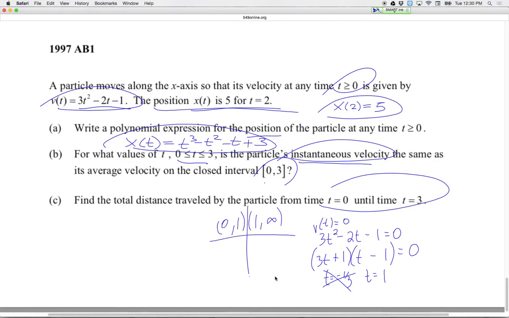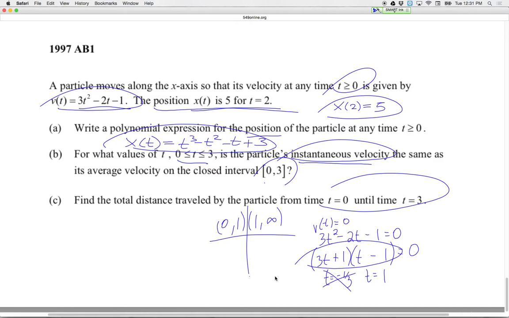Do your sign analysis for velocity. Let me say something before I let you guys go. We've got about a minute. When you do your sign analysis, always test, and listen, this is huge: always test not the original equation for velocity, but the factored equation. It's so much easier, because watch how easy it is.